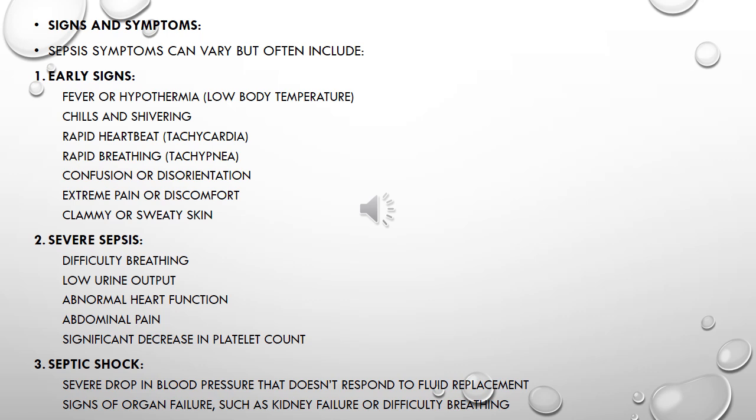Signs and symptoms. Sepsis symptoms can vary but often include early signs: fever or hypothermia (low body temperature), chills and shivering, rapid heartbeat (tachycardia), rapid breathing (tachypnea), confusion or disorientation, extreme pain or discomfort, clammy or sweaty skin. Severe sepsis: difficulty breathing, low urine output, abnormal heart function, abdominal pain, significant decrease in platelet count. Septic shock: severe drop in blood pressure that doesn't respond to fluid replacement. Signs of organ failure, such as kidney failure or difficulty breathing.